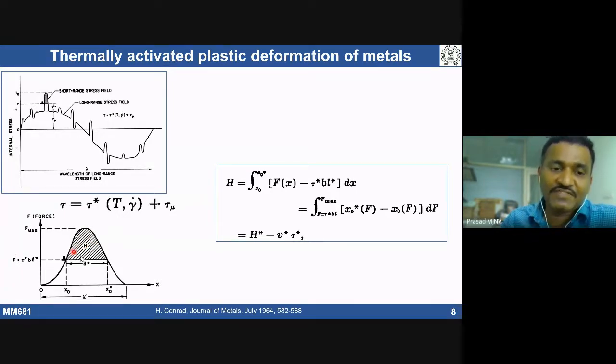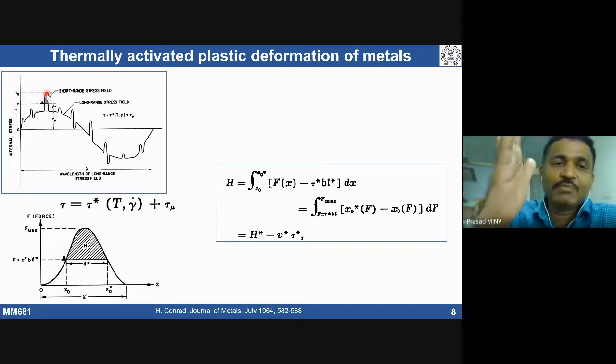What is the thermal activation required? If it is 0 Kelvin, I need to apply tau naught because there's no thermal energy. At a certain temperature, I don't have to apply the complete tau naught. Some amount of stress, some tau, is good enough, because some amount is already being taken care of by the thermal energy; at that temperature, some thermal energy is already taken up.